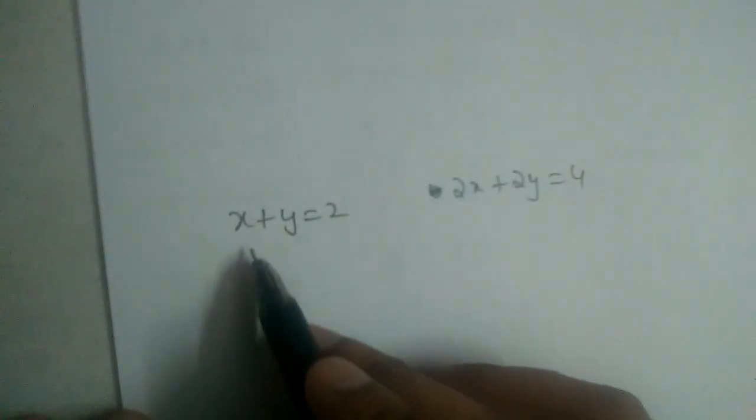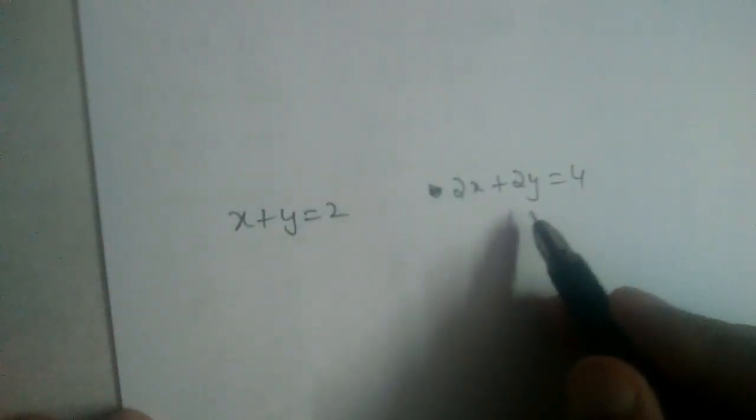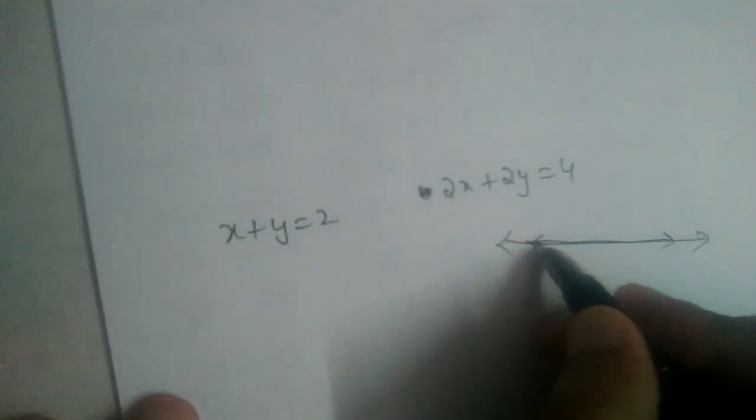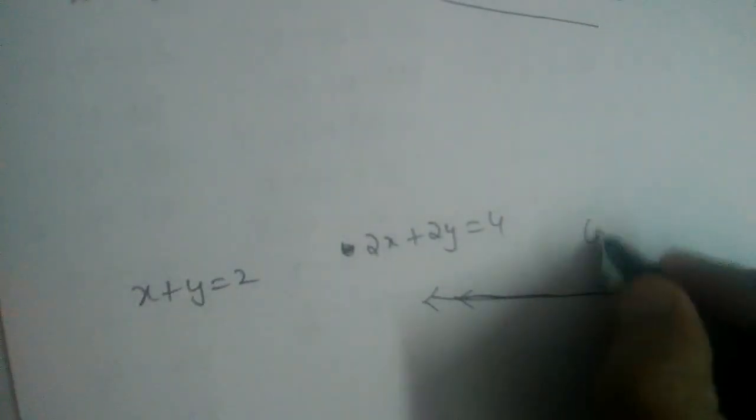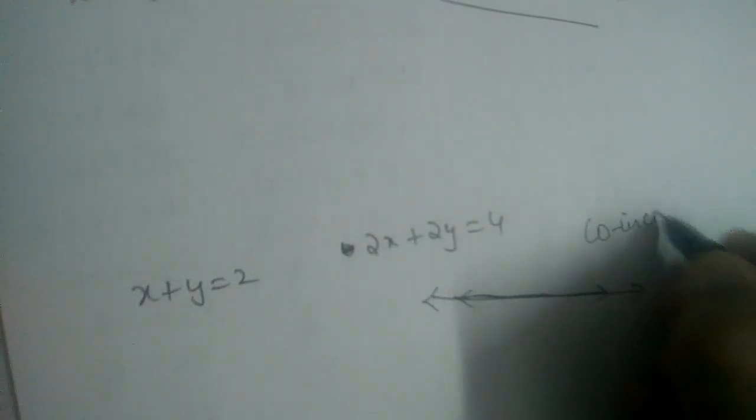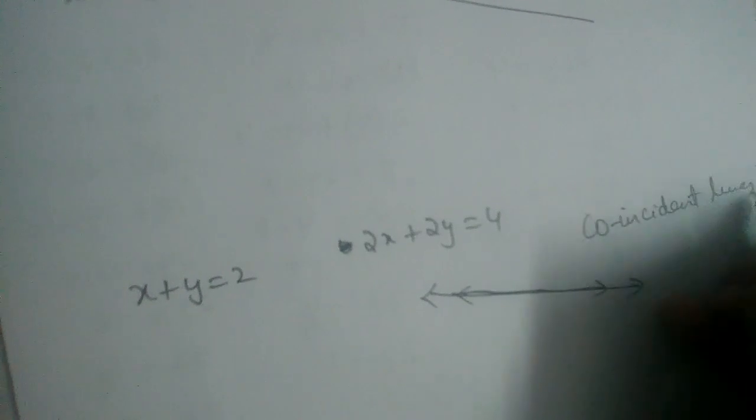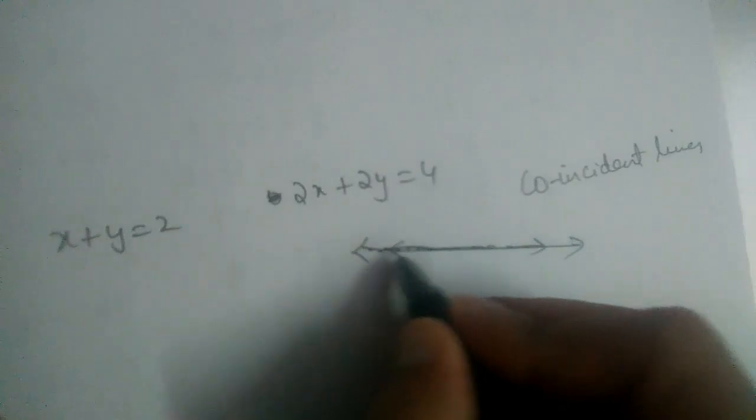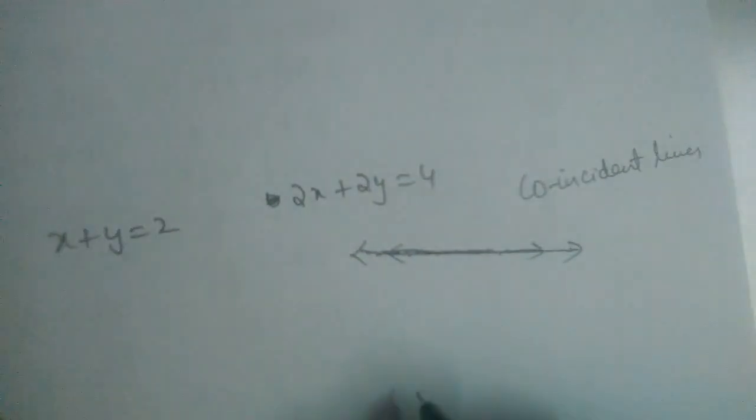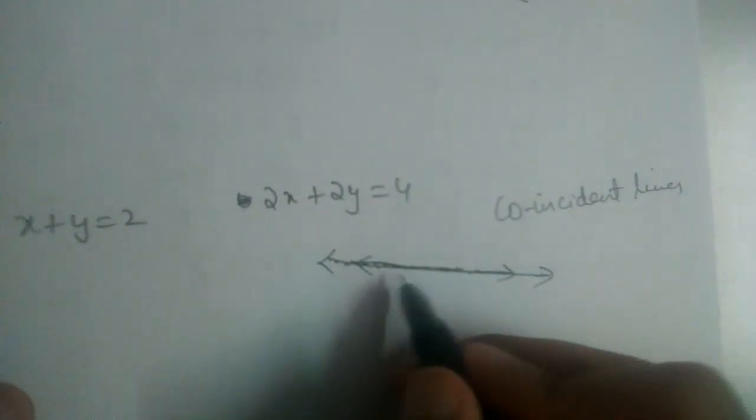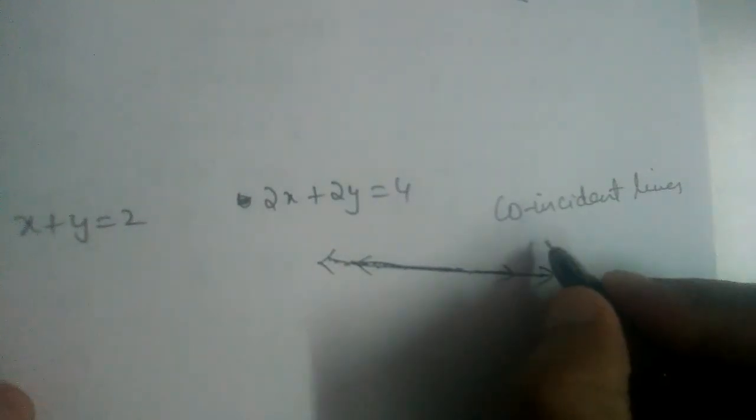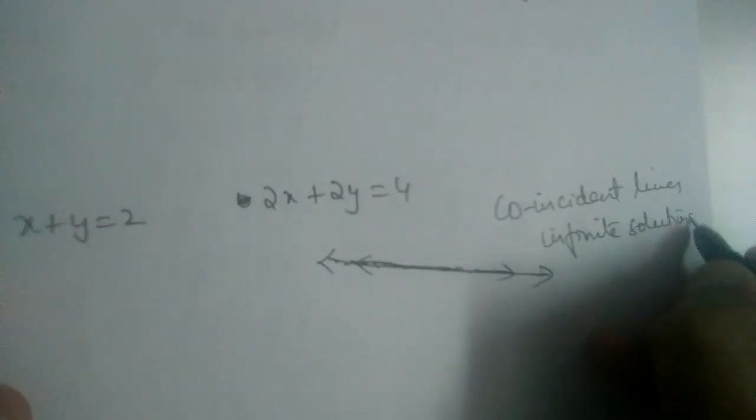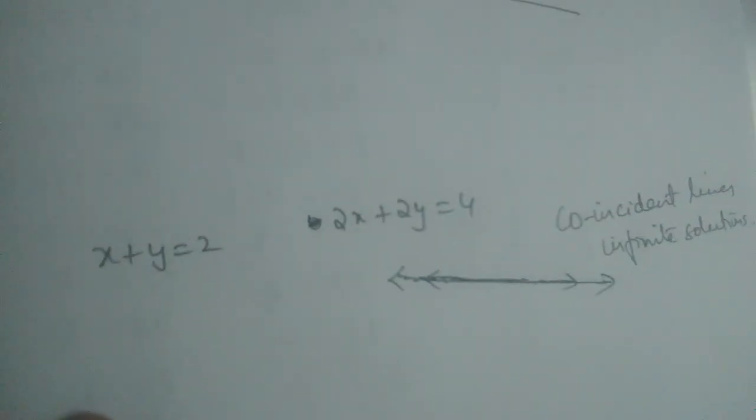In the third problem, x plus y is equal to 2, 2x plus 2y is equal to 4, we had two coincident lines. Two lines were lying on each other, right? So such lines are called coincident lines. How many solutions were there? Each and every point which is lying on the first line will also lie on the second line, right? So that means these two lines are touching infinite times, right? So these two equations will have infinite solutions.